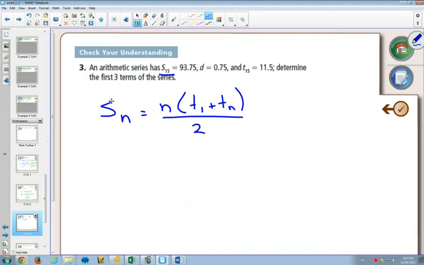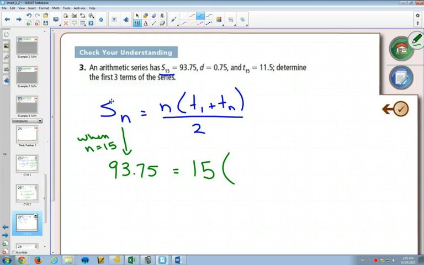So I would be able to say that when n is 15, I can plug in 93.75 for Sn. And that happens when n is 15. Well, if I use n is 15, that means that this n would have to be 15 as well. Do I know term 1? No. So this is something I still don't know. Do I know term 15? Yes. It's 11.5. And then this whole thing is still divided by 2. So using that first formula and plugging things in, I realize that I know everything except for term 1.